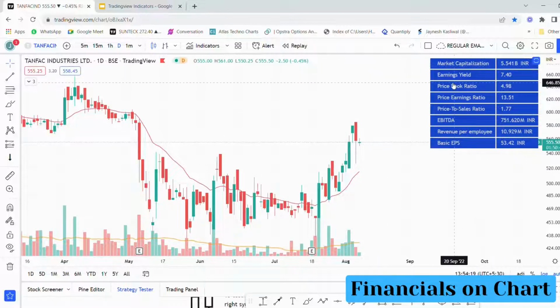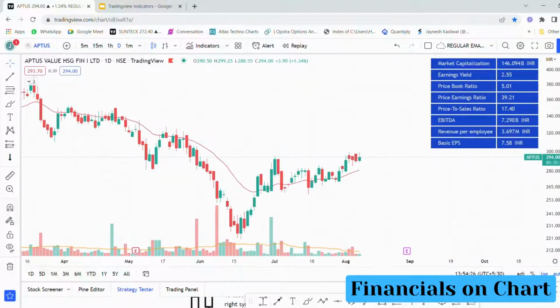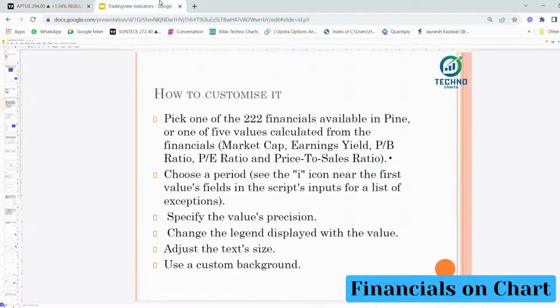So there's market capitalization, there's earnings yield, and let us check some different random stocks, and you can see how the data changes automatically. So yeah, this was about the first indicator that we have seen right now.